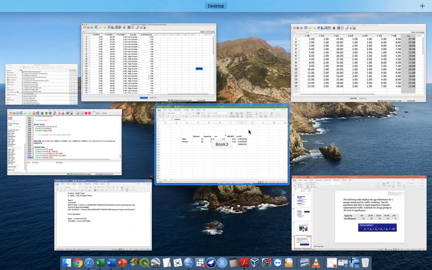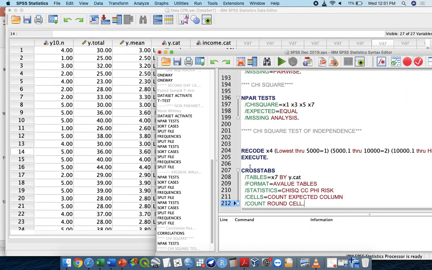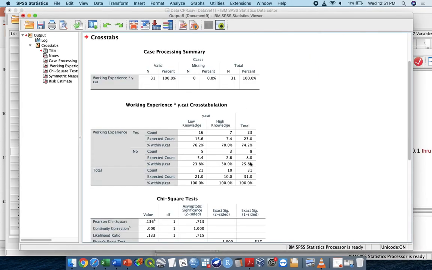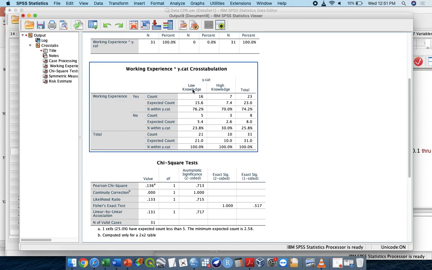And automatically the SPSS is going to give you the output something like this. So this is your output, right? So the first one, low knowledge, high knowledge. Yes and no. Can you see this one?